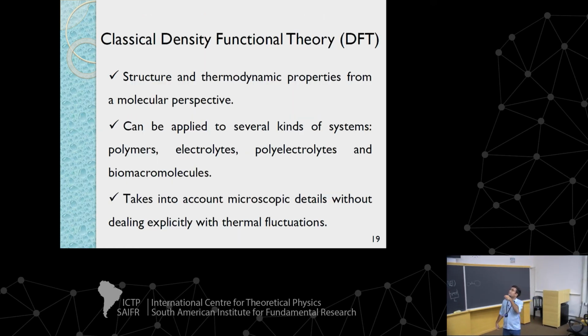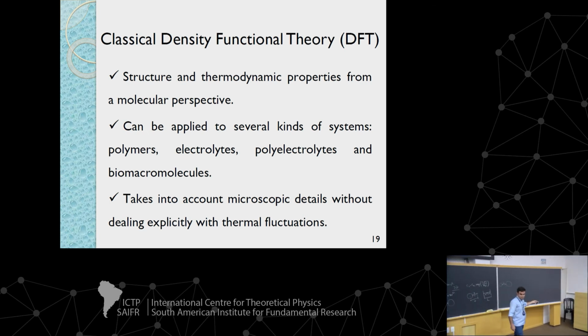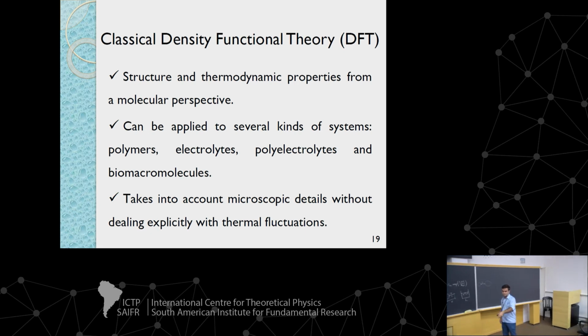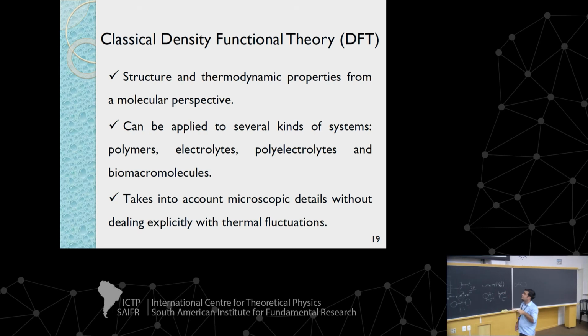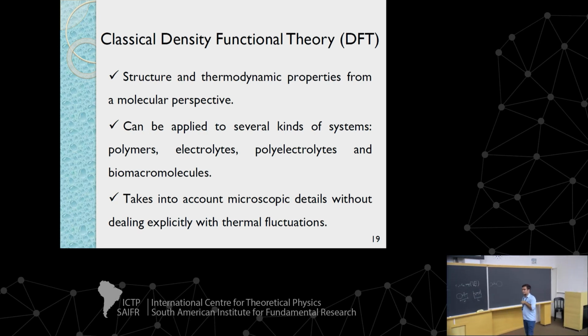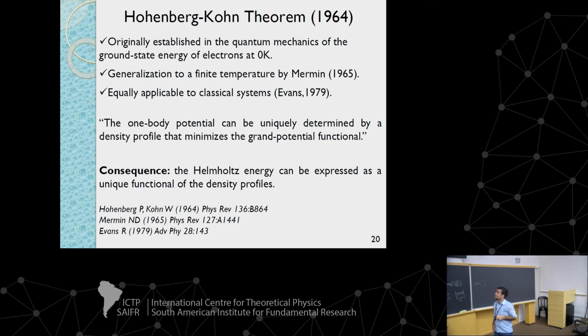So for the classical DFT, we calculate structures and thermodynamic properties from a molecular perspective. It can be applied to several systems, for example, polymers, polyelectrolytes, electrolytes, biomacromolecules. It takes into account microscopic details without dealing with thermal fluctuations, so that's why it's much faster than molecular simulation, for example. Okay. So it's a middle term between the Poisson-Boltzmann approach and molecular simulation.